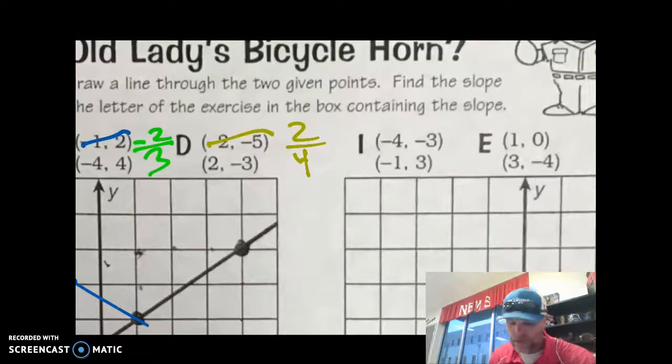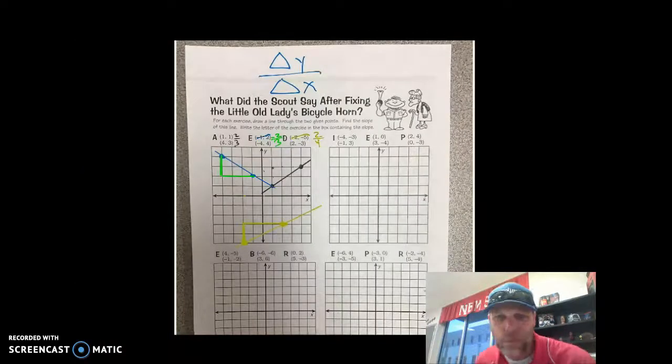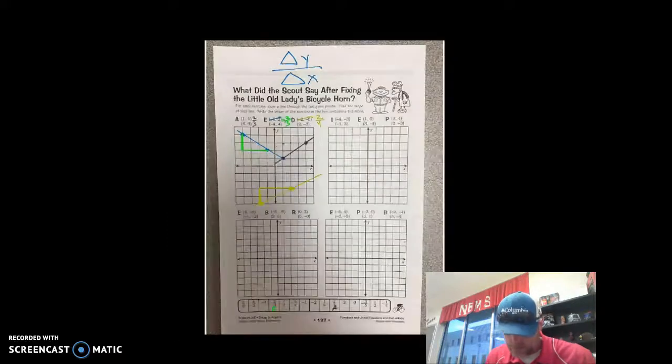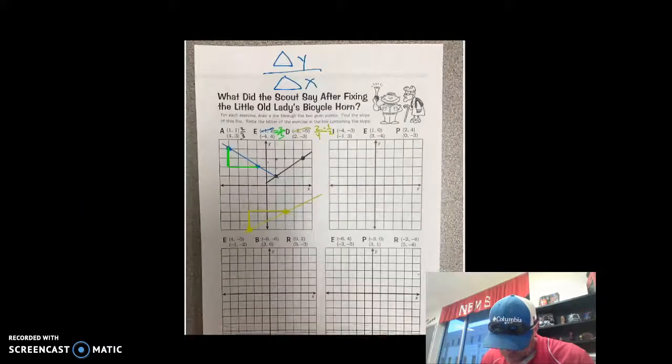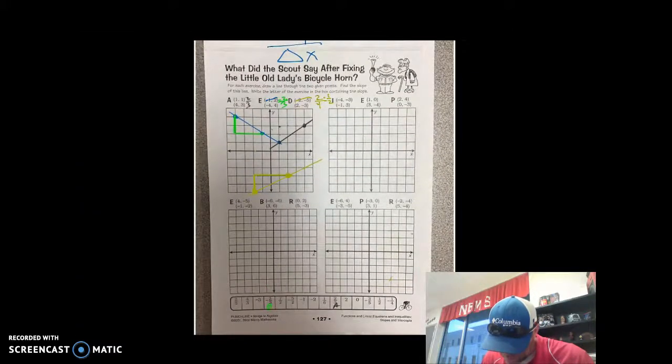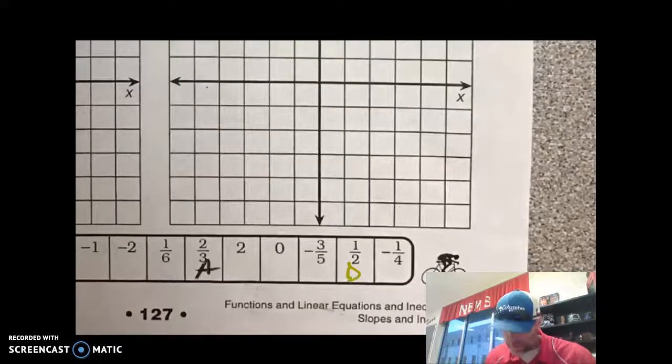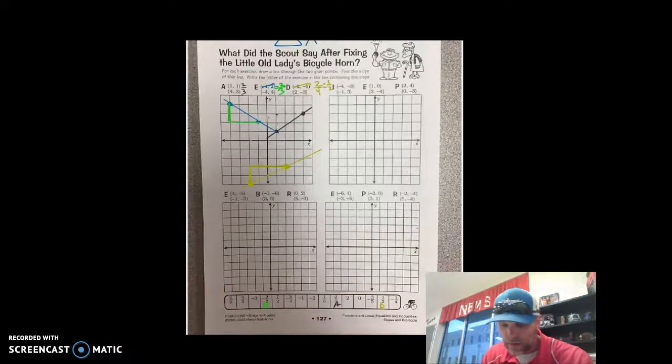But remember, in our journal today, we wrote that they have to be in simplest form. A rise of 2 and a run of 4 is the same thing as a half, because you can divide them both by 2, so that is a half. That should be down there. That is the letter D, is a half, right there. Okay? Let's go ahead and do a little bit on another one. I'll help you out.